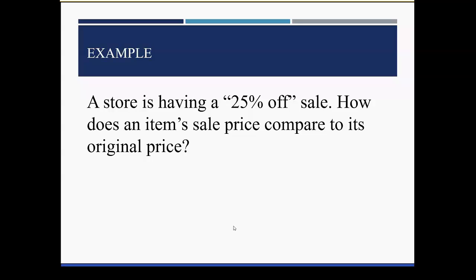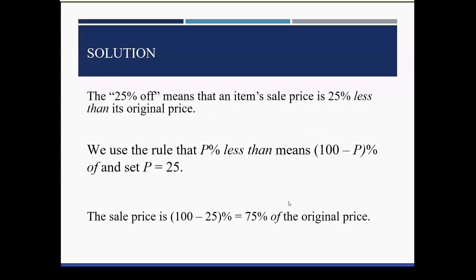A store is having a 25% off sale. How does that price compare to the original price? So again, you're being asked to compare, so you're going to use the 100 plus or the 100 minus. Now, since it's a discount, the discounts come off of the price, you're going to use the 100 minus. And literally just plug in 100 minus 25. That's it. Answer is 75%, or 0.75. So, as a compared price, sale price is 75% of the original.